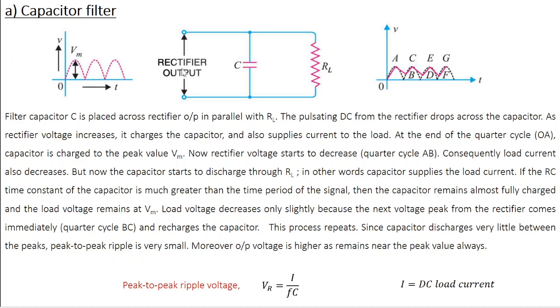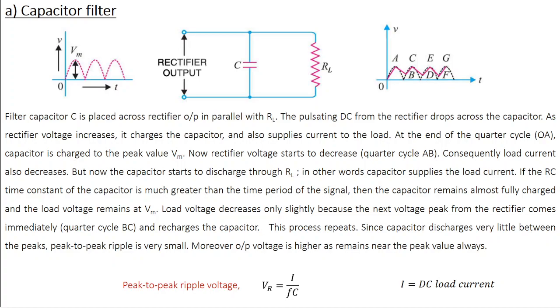Now we can analyze the working of this circuit in terms of quarter cycles. You can see that this is one half cycle, this is the second half cycle, this is the third half cycle. We are going to split each into two quarter cycles. You have quarter cycle OA, during which the signal increases. Then quarter cycle AB, during which the signal decreases. During BC, once again the signal increases. During CD, the signal decreases.